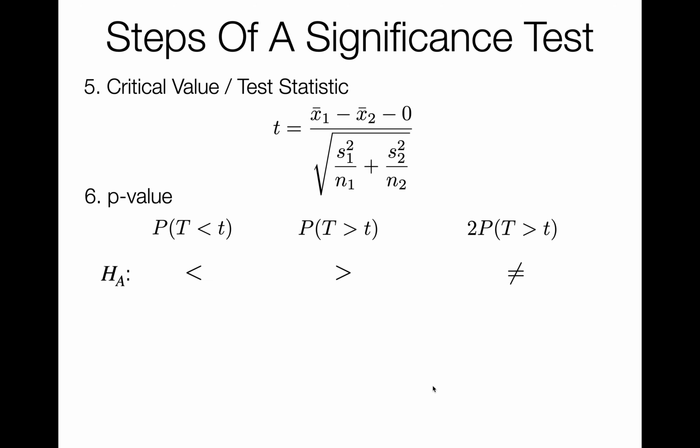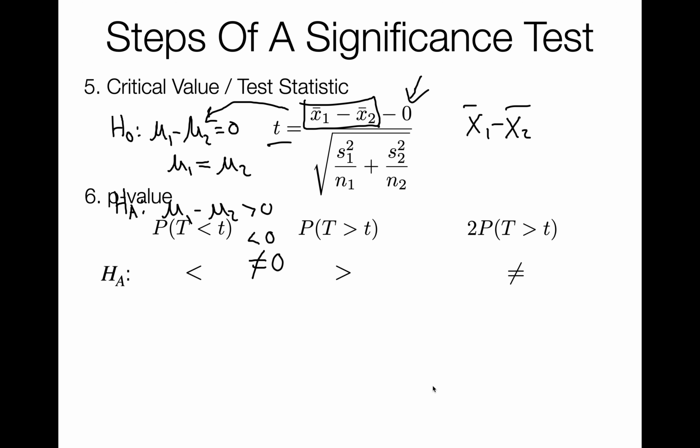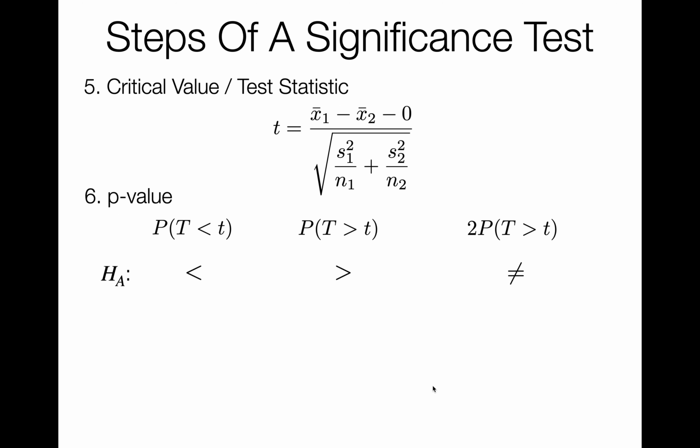Then we calculate the p-value, and that p-value changes based on what the alternative hypothesis is. I give you the three options here. If the alternative hypothesis is less than, then you find the probability about the test statistic, which has a t distribution: the probability that t is less than the test statistic. For greater than, it's the probability that t is greater than the test statistic, and for not equal to, it's 2 times some probability. We don't really need to worry about actually calculating these because Minitab will always calculate it for us. In that way, this is easy.